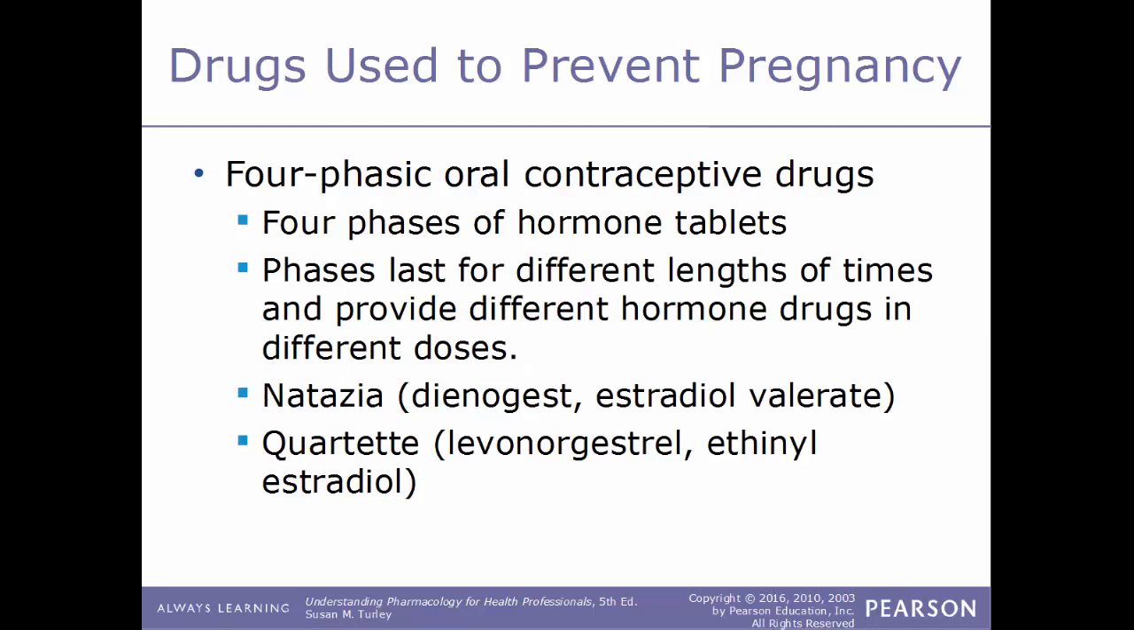Another category of contraceptive drugs are the 4-phasic drugs, and these have 4 phases of hormone tablets. And the phases will last for different lengths of time and provide different hormone drugs in different doses. Some examples of a 4-phasic drug would include Natazia, which is a combination of dienogest and estradiol valerate. And also Quartette, which is a combination of levonorgestrel and ethinyl estradiol.